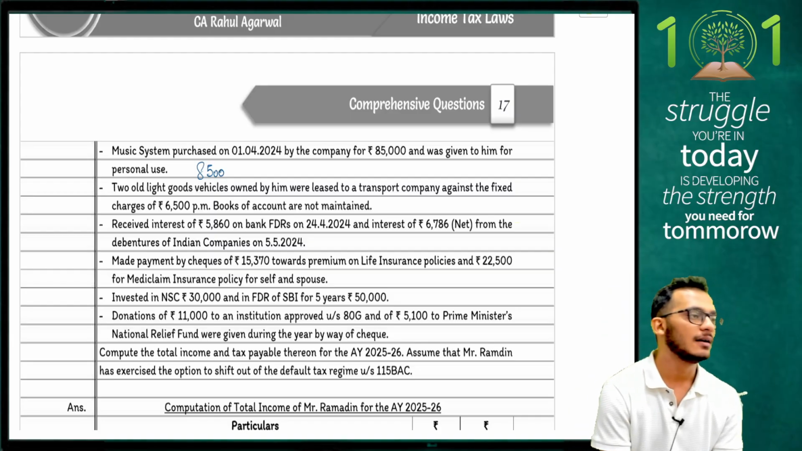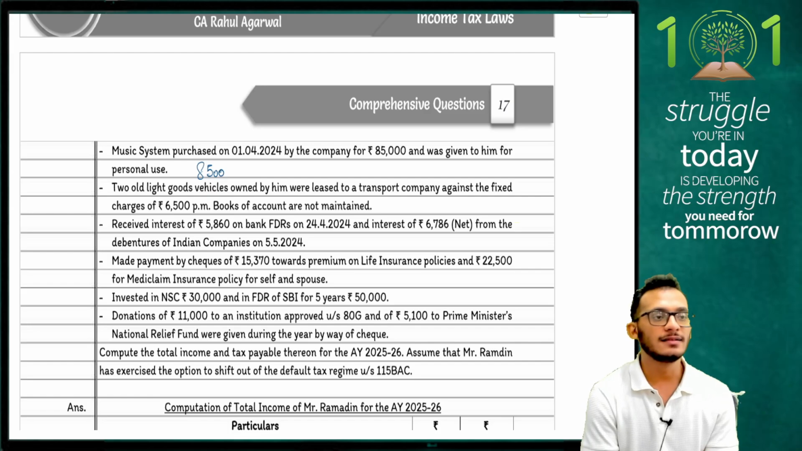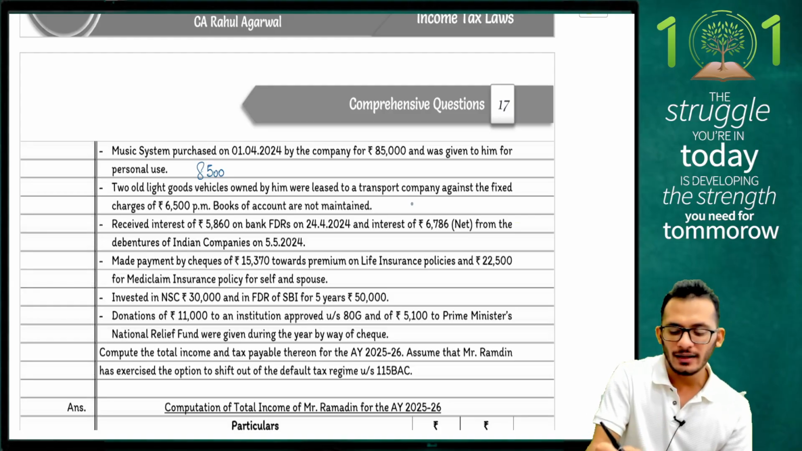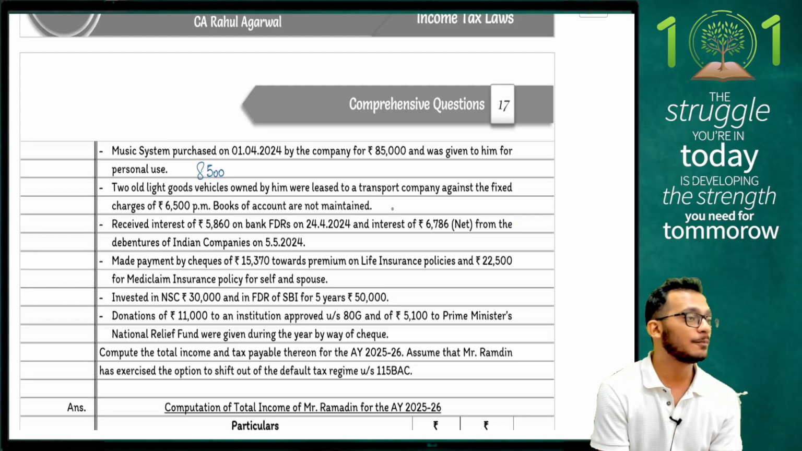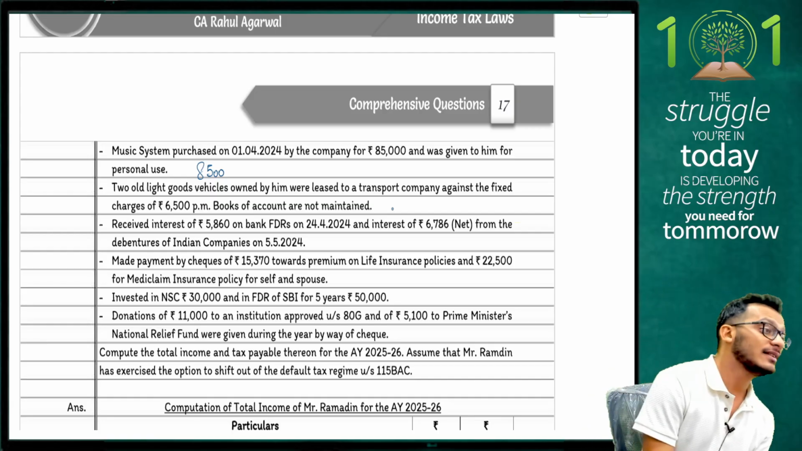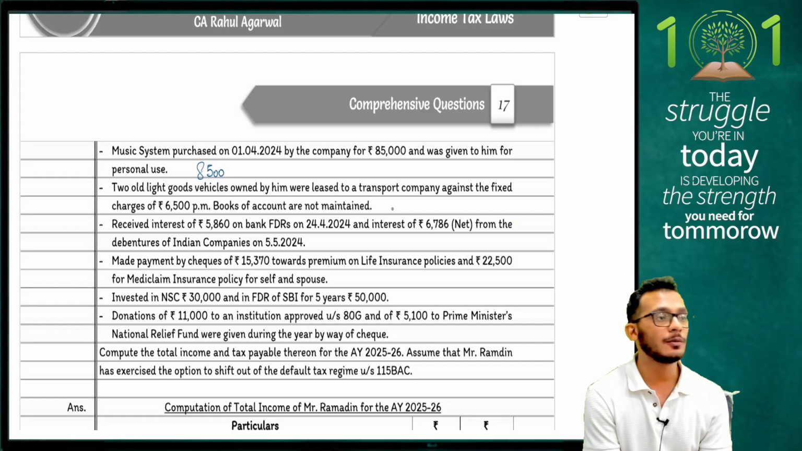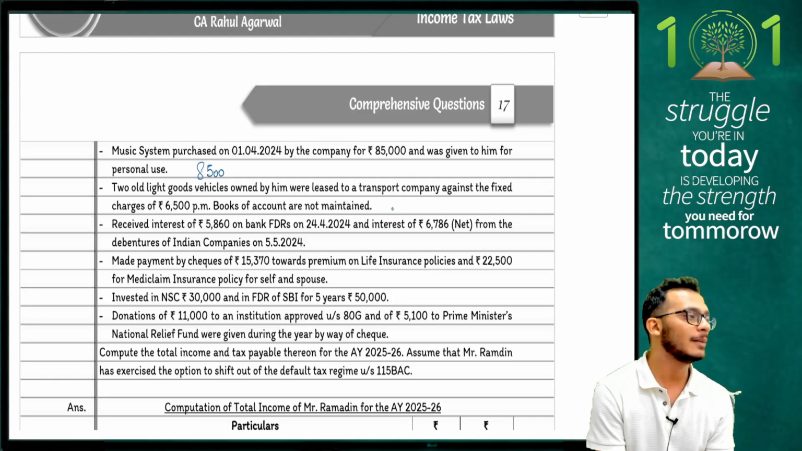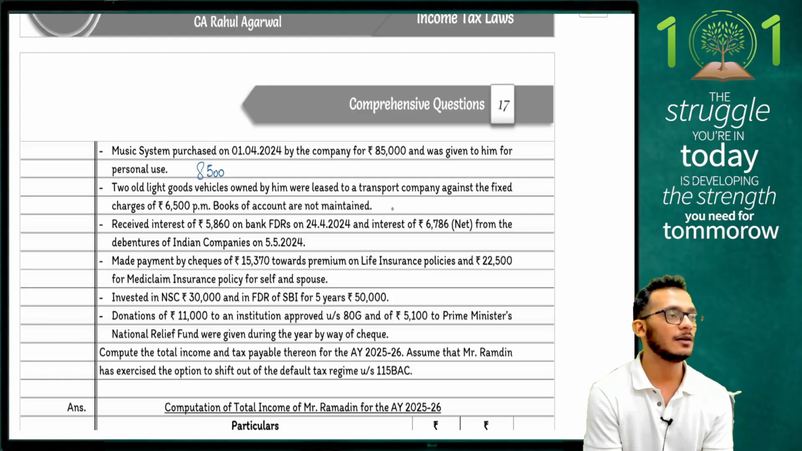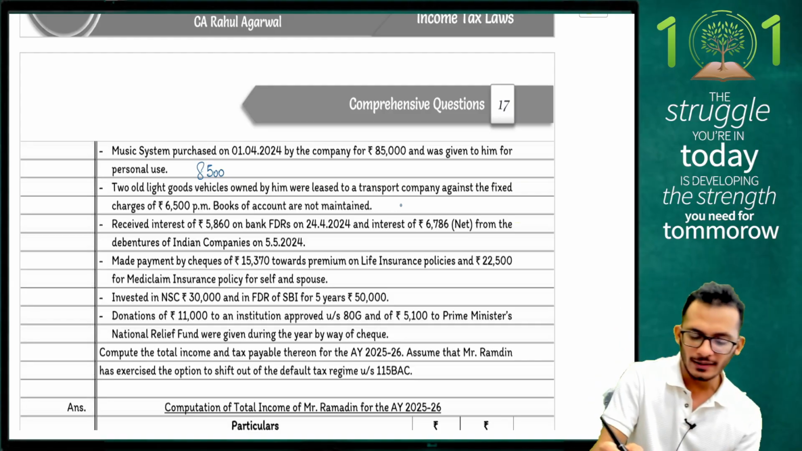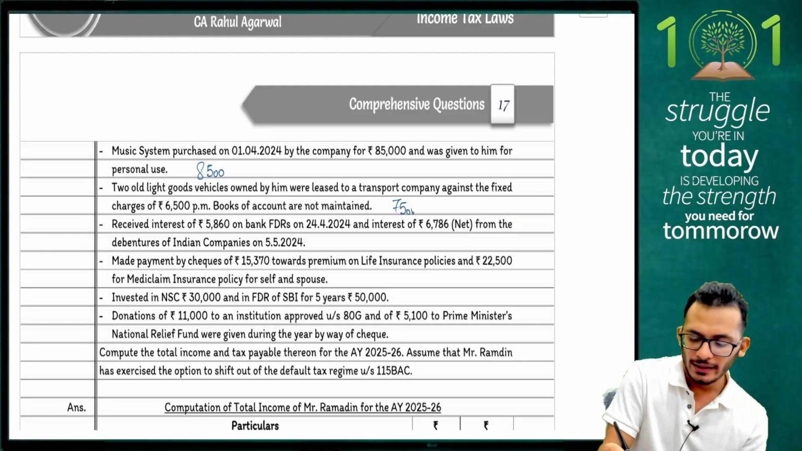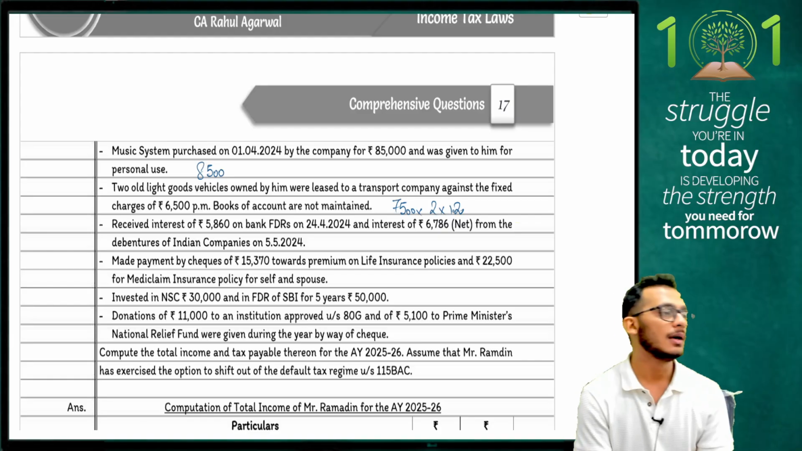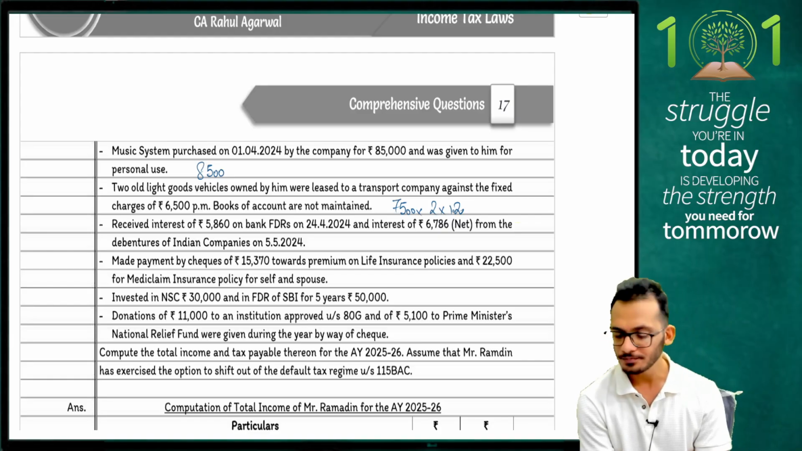This is a transport operator owning less than 10 vehicles. I will be taxed at 7,500 per month or part thereof per vehicle. This person is only receiving 6,500, but he says he does not want to maintain books. When he does not want to maintain books, he can only do presumptive. He will have to mandatorily go for presumptive of 7,500. That is what will happen. So you will tax 7,500 into 2 into 12.